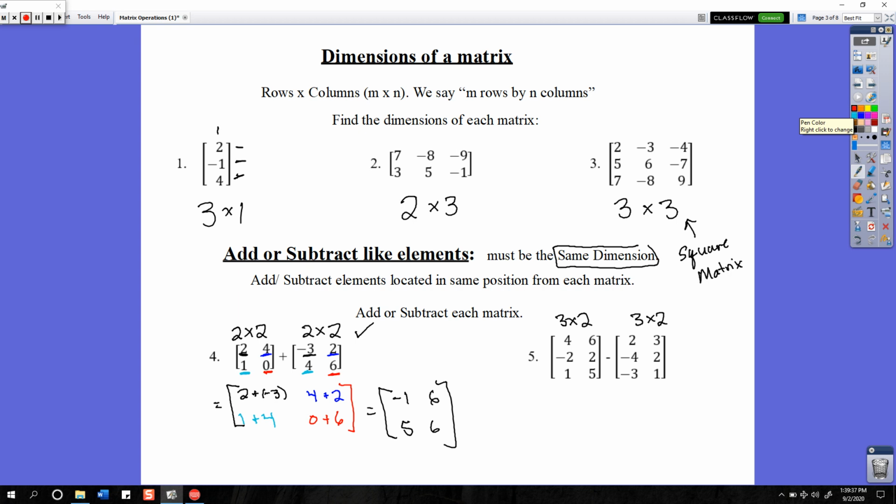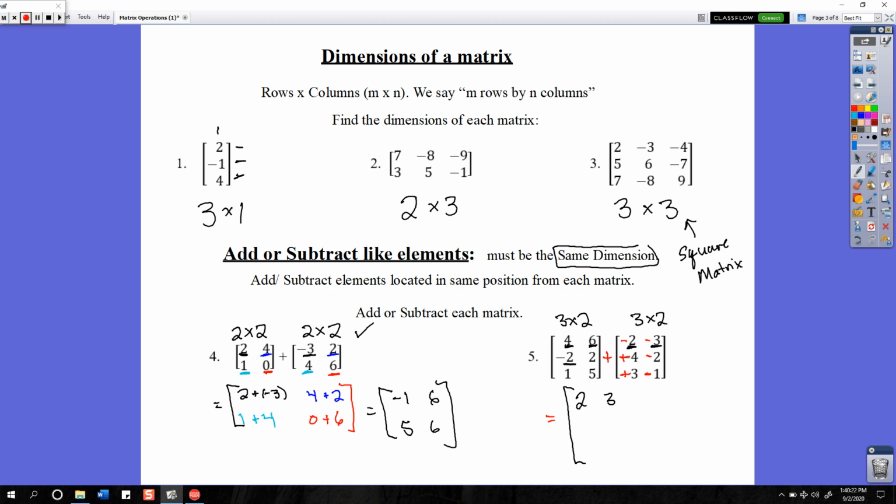Now, let's change this into an addition problem. I'm going to distribute that negative, meaning I change all the signs inside that second matrix: negative, negative, positive, negative, positive, negative. Now I'm going to add it the same way I did problem 4, but this time I'm going to shorthand it a little bit. First element plus first element: 4 plus negative 2 gives me 2. Second element plus second element: 6 plus negative 3 gives me 3.